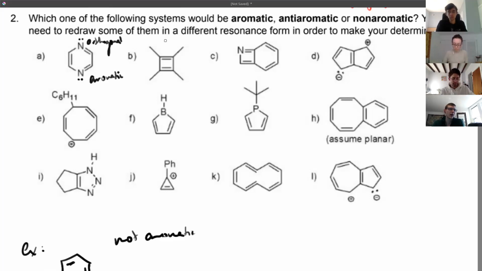Anti-aromatic? Yeah, I think I remember you guys saying anti. Why is that? I guess it doesn't obey Huckel's rule, right? Is there any way for it to be non-planar? No. It can't be non-planar. No, I don't think so.